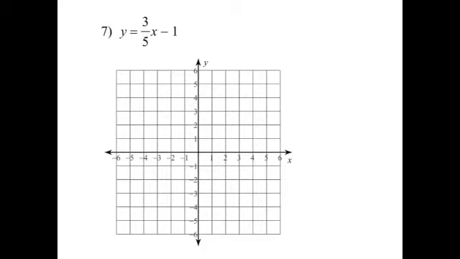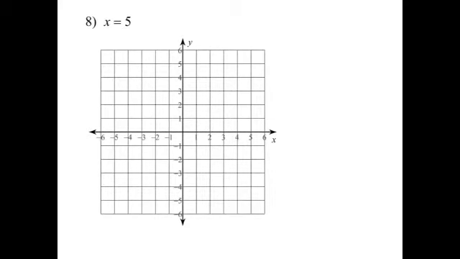Once you get to 7, the number not with the x is -1. So we're going to put a point there right on the y-axis at -1. The number with the x is 3/5, so our slope is 3/5. Go up 3, right 5, and you can get another point. Once you have that point, you can draw your line. You just need 2. There's your line.